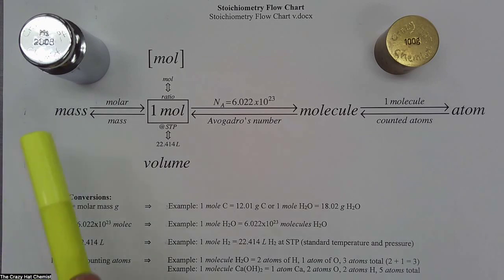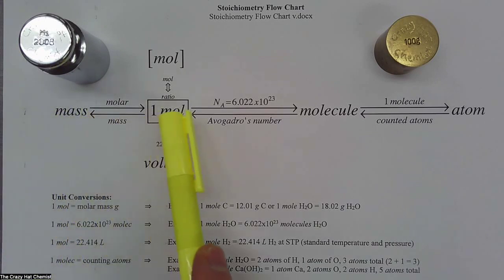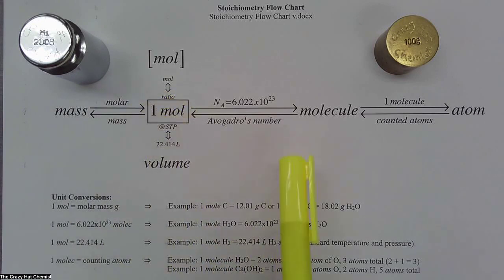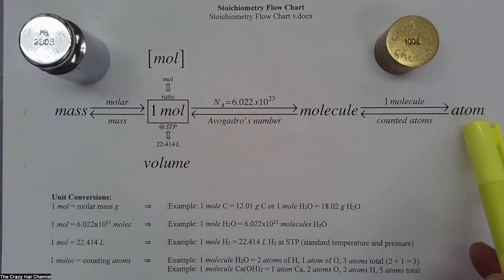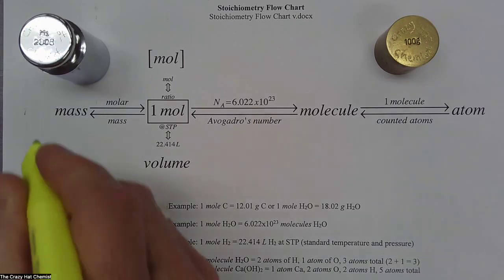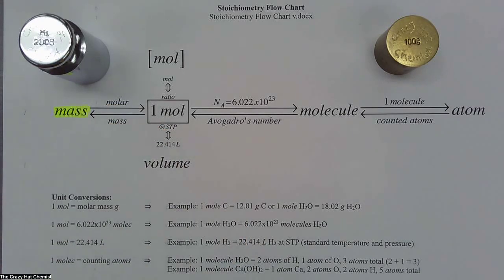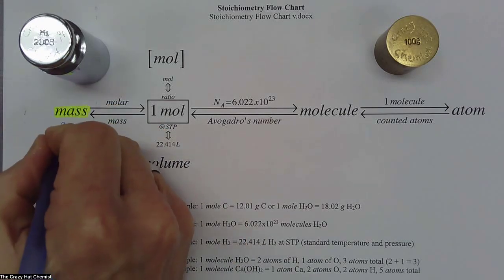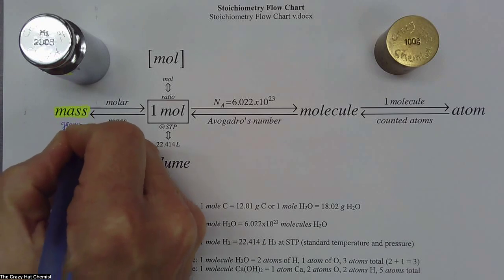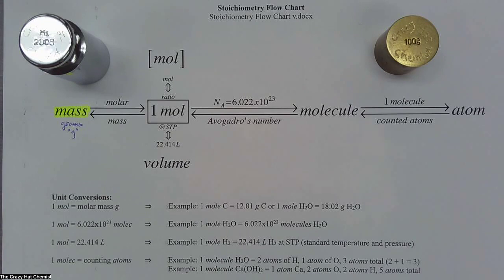All right, awesome. So on the far left-hand end is mass, and then right here is mole, right here is molecules, here is atoms, and here is volume. And then we have some unit conversions which we'll go over in just a moment. So, mass. What would be the units of mass? Well, the units for mass for us would be grams, and that's designated as a lowercase g for grams.